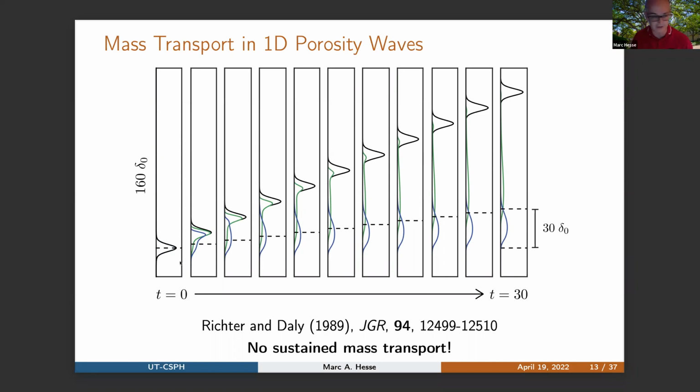And the main answer is that this is an enormous distance. You need to migrate these porosity waves an enormous distance to lose all of the tracer that they initially had. That's part of the answer. And the other part is that these are in 1D, and in higher dimensions, the physics change.